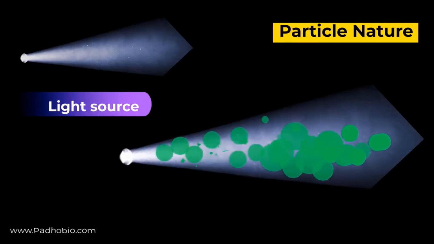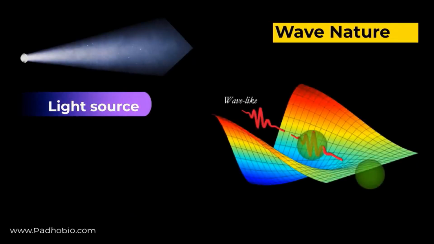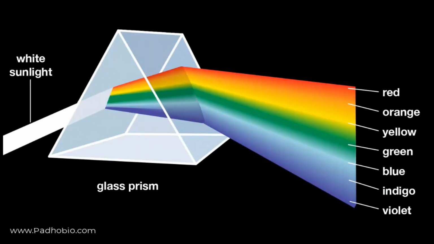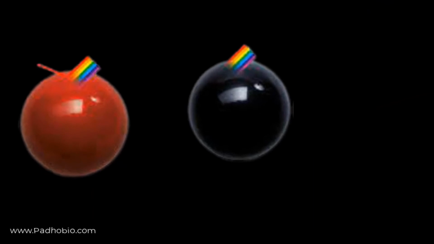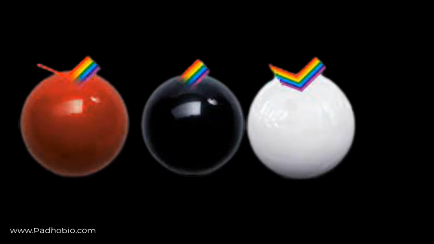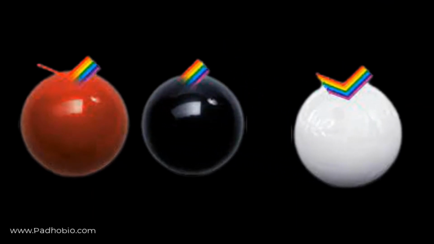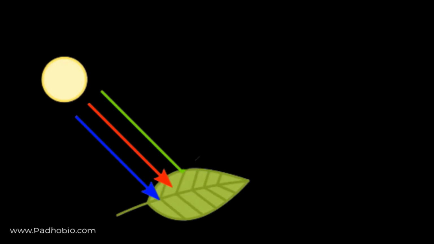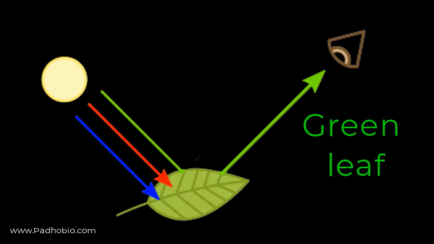Distance between two successive crests or troughs is called wavelength. A white light contains all the wavelengths of light. The color of an object depends on which color that object absorbs or which color it reflects back. A green leaf absorbs all the colors of light except green. That's why it looks green.